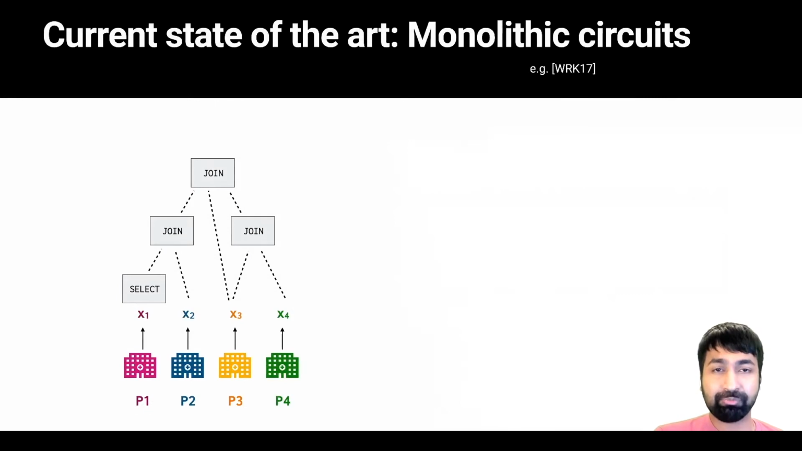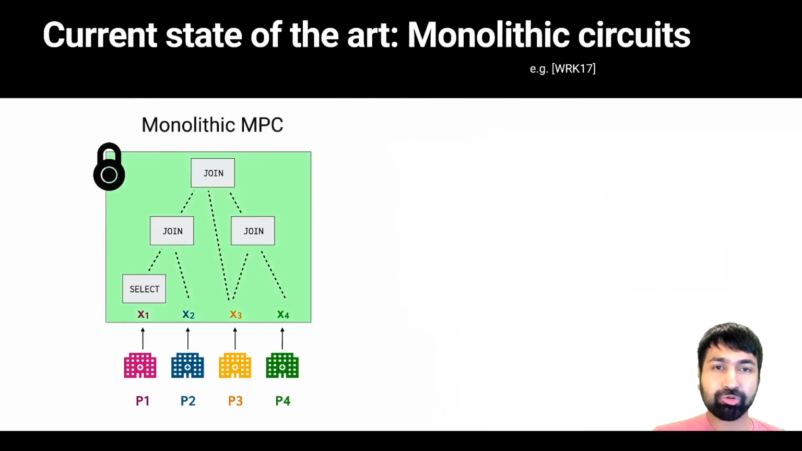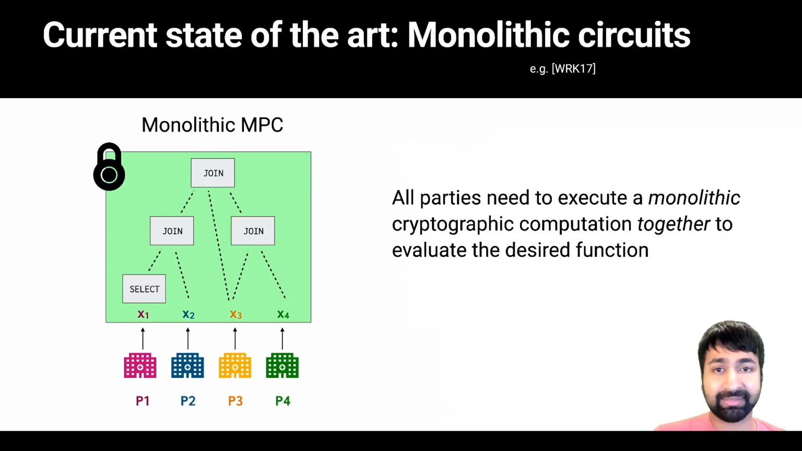Now, state-of-the-art protocols for maliciously secure MPC work as follows. Suppose we want to run the SQL query shown on the slide that receives input from 4 parties, where party 1's data is first filtered using a select operation, and then all the parties' data is then joined pairwise. Now, existing MPC protocols require that the entire computation be first represented as a single, large, monolithic circuit, and then all the parties jointly evaluate each and every part of the circuit.